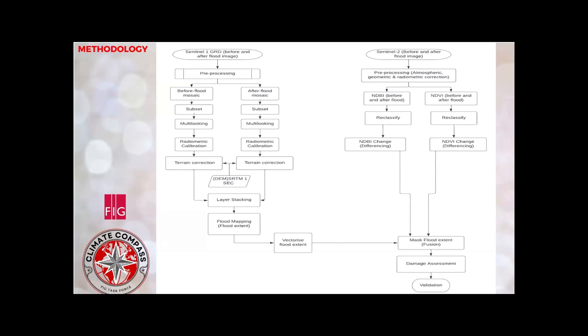Then on the other side, we had the processing of the optical data, which was Sentinel-2 before and after flood images. There was also pre-processing, and then from there was the normalized difference built-up index and then the normalized difference vegetation index. I'll explain further about this in the next slide. The output from there was the NDBI change map and the NDVI change map. After that, there was fusion of the vectorized flood extent to the NDBI and NDVI change maps, which led us to the damage assessment and also to the validation of the results from the damage assessment. Can you go to the next slide?